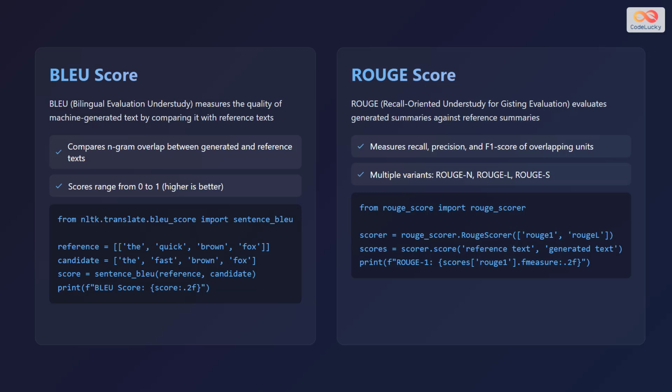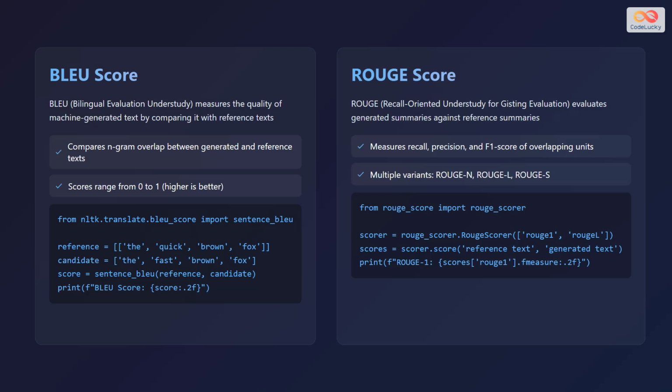Now let's look at the ROUGE score. ROUGE, which stands for Recall-Oriented Understudy for Gisting Evaluation, evaluates generated summaries against reference summaries. It measures recall, precision, and F1 score of overlapping units. There are multiple variants of ROUGE, such as ROUGE-N, ROUGE-L, and ROUGE-S.